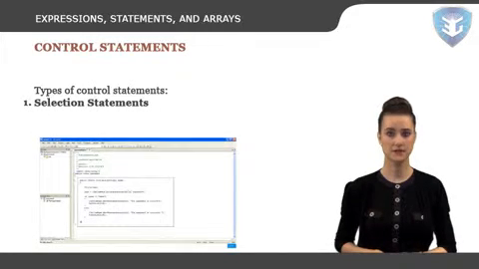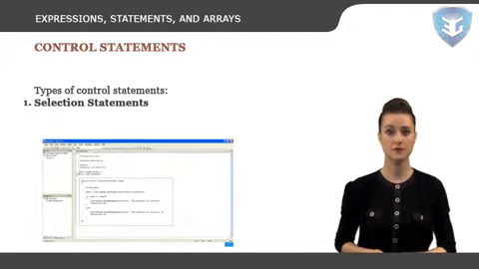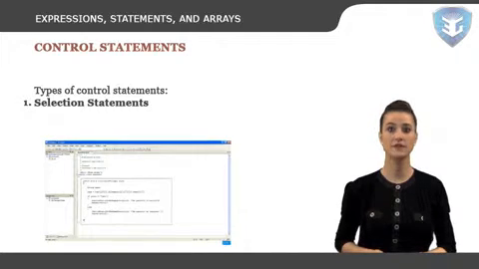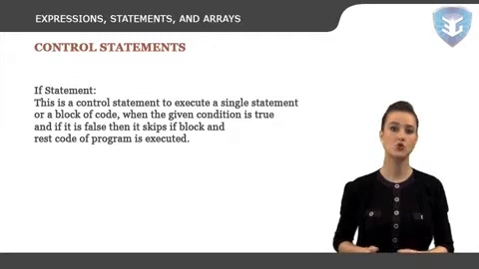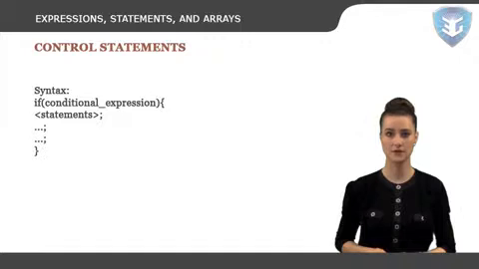1. Selection statements. Selection statements are used in a program to choose different paths of execution based upon the outcome of an expression or the state of a variable. If statement. This is a control statement to execute a single statement or a block of code when the given condition is true, and if it is false, then it skips the if block and the rest of the code of the program is executed. This can be expressed as shown on the screen.